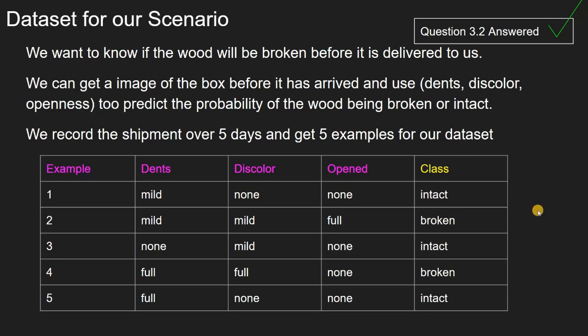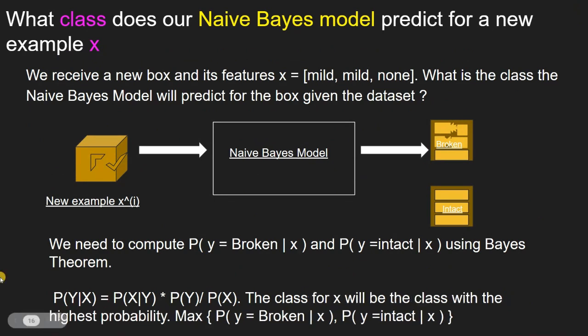And let's move on. What class does our naive Bayes model predict for a new example X? Say we receive a new box and its features X is equal to mild, mild, none, which means it has a mild amount of dents, a mild discoloring, and no openings in it.